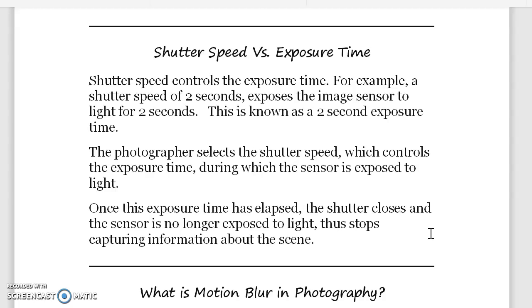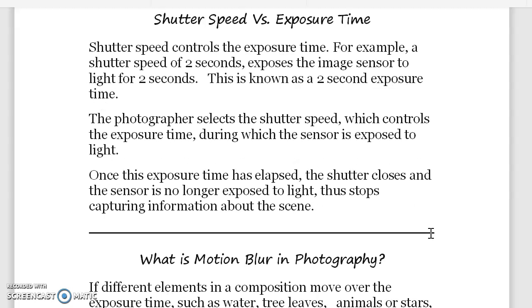In photography, you select the shutter speed, which controls the exposure time during which the sensor is exposed to light. Once the exposure time has elapsed, the shutter closes and the sensor is no longer exposed to light. We can stop capturing the images.